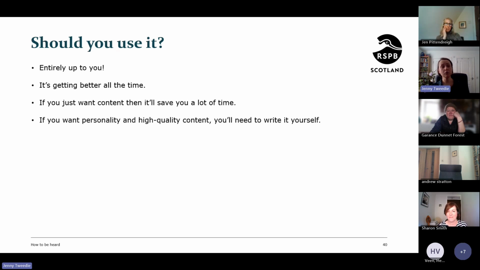So should you be using AI? It's entirely up to you. There's no right or wrong about this situation. You'll get an option to use it for things like social media, for websites. If you want to give it a go, then you can do. But if you want personality and high quality content, then I still think it needs to come from a person.